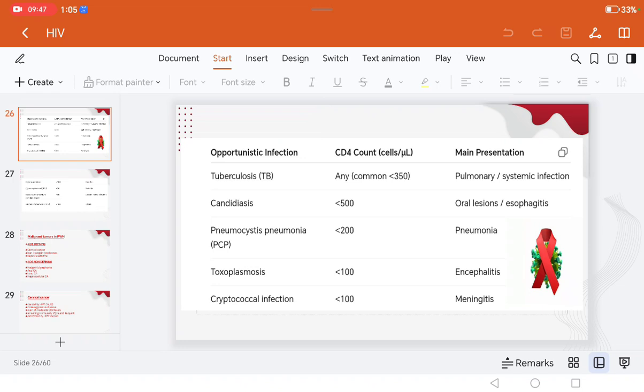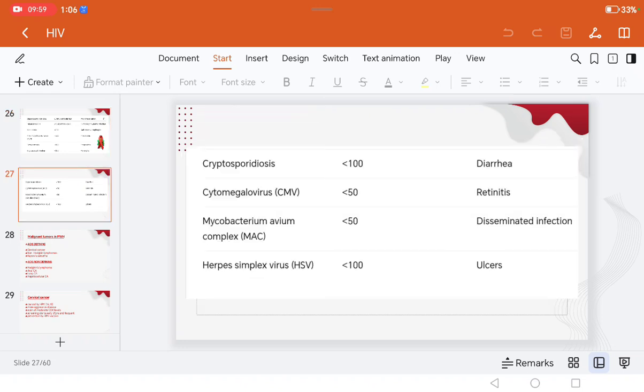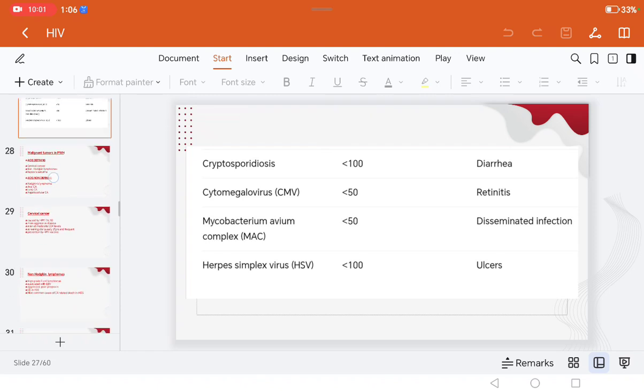Toxoplasmosis occurs at CD4 level less than 100, causes encephalitis and brain abscesses. Cryptococcal infection occurs at CD4 less than 100 and it causes meningitis. Then cryptosporidiosis occurs at CD4 levels less than 100. It causes diarrhea. Cytomegalovirus occurs at CD4 levels less than 50.